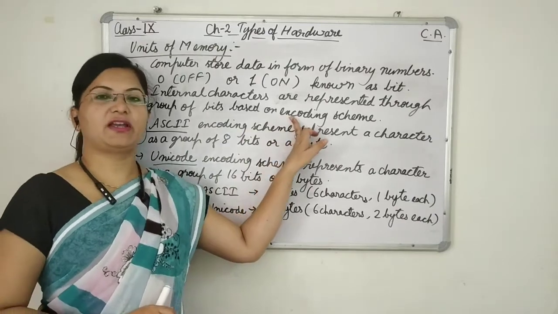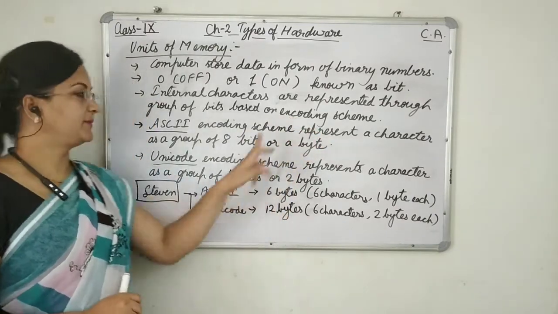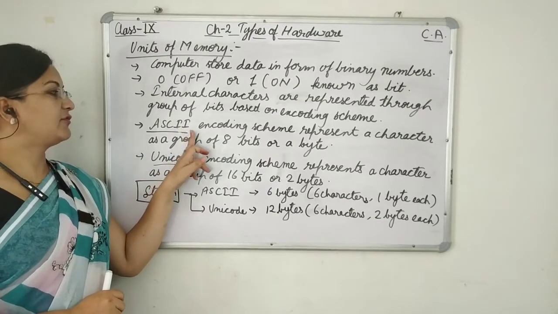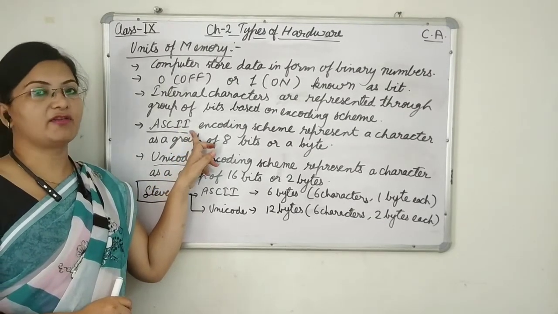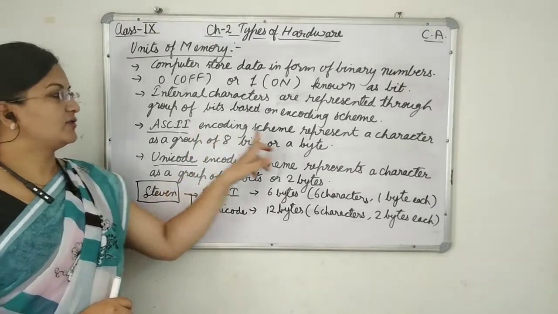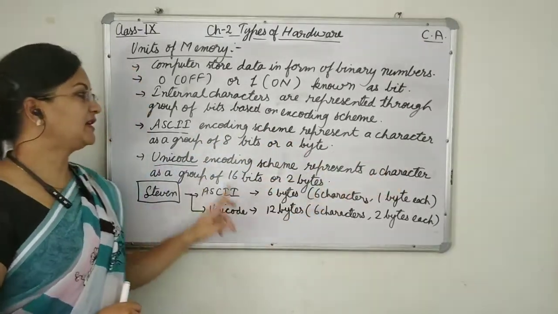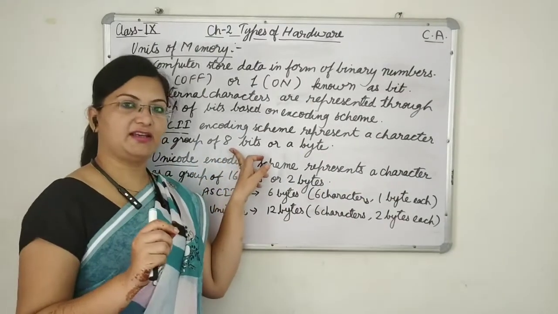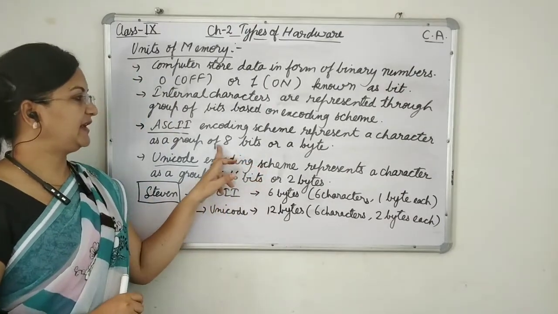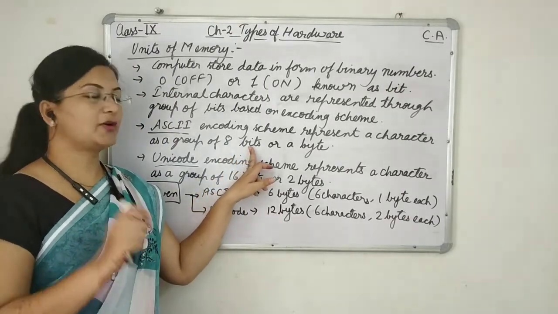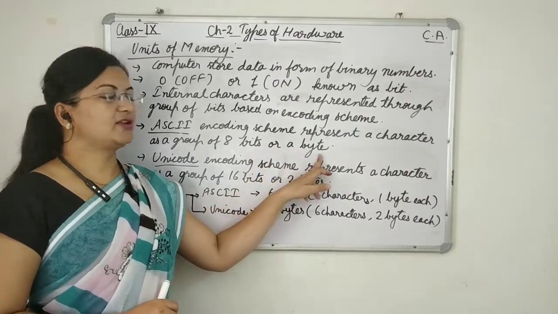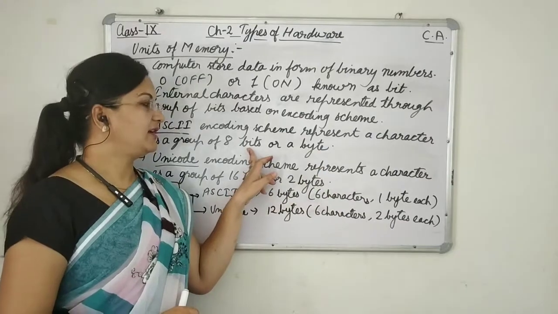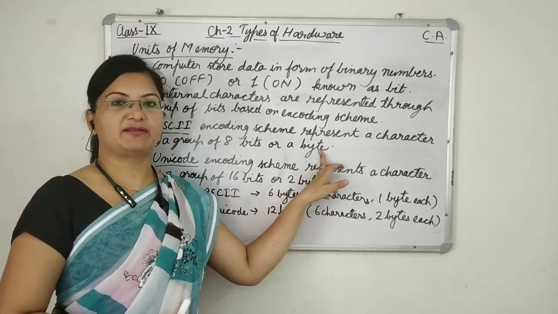It depends on the encoding scheme used by the computer. The first encoding scheme is ASCII. Its full form is American Standard Code for Information Interchange. This scheme represents a character as a group of 8 bits. If we are using the ASCII encoding scheme, then there will be a group of 8 bits for a particular character. Or we can also call it a byte. 1 byte equals 8 bits. So we can say 8 bits or we can also say 1 byte.